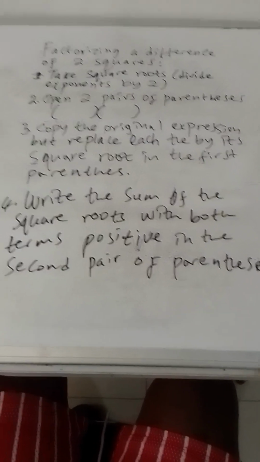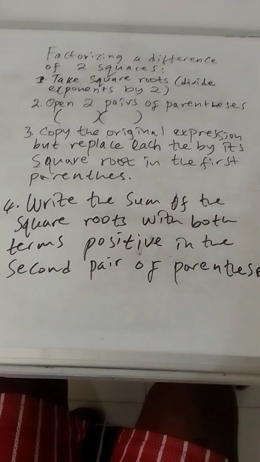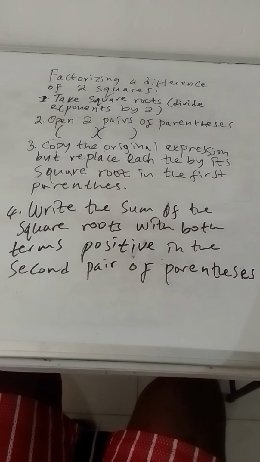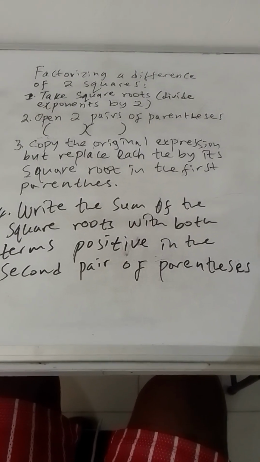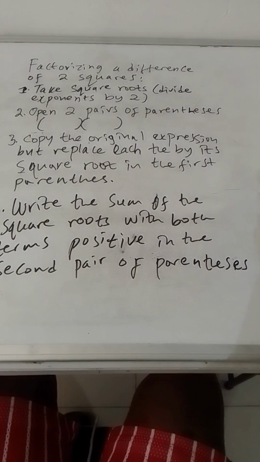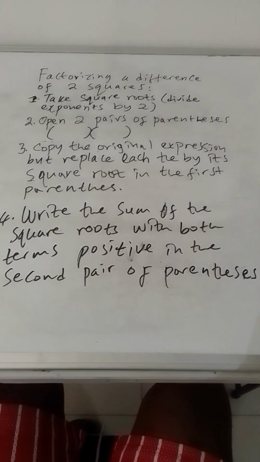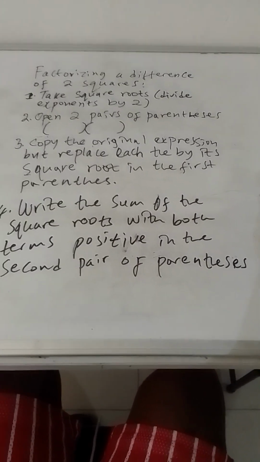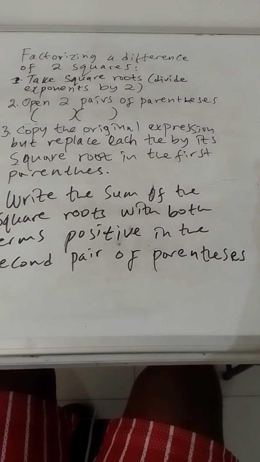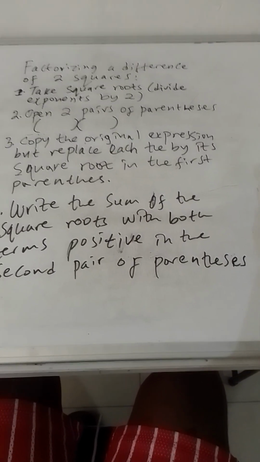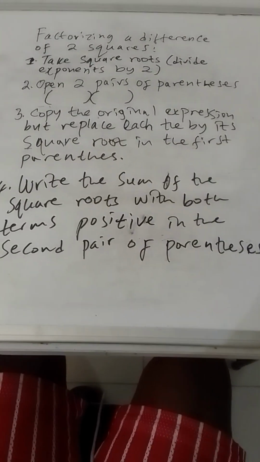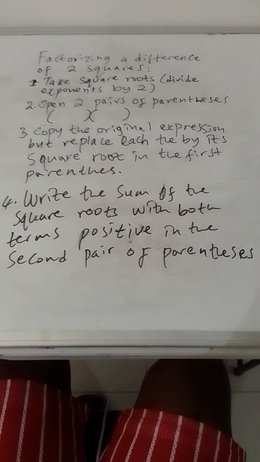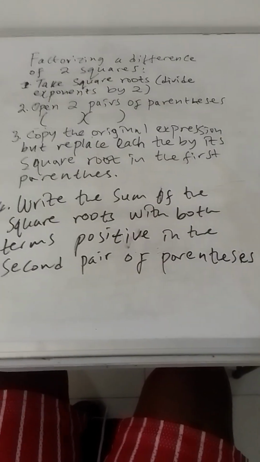Then in the second pair of parentheses, you write the sum of the square roots, making sure that both of them are positive. So everything is positive in the second pair of parentheses. And in the first, everything looks like the original expression. So if the term was negative, its square root is also negative. Okay, so now that we have stated the steps, let's take our examples again.